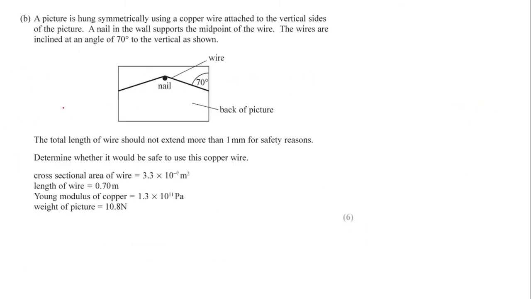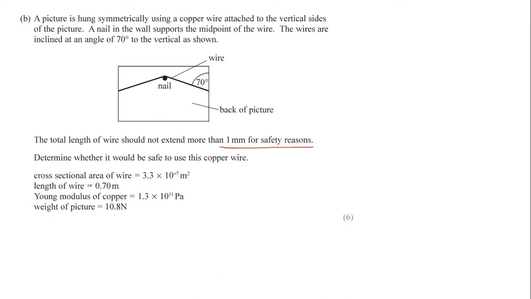Part B. A picture is hung symmetrically using a copper wire attached to the vertical sides of the picture. A nail in the wall supports the midpoint of the wire. The wires are inclined at an angle of 70 degrees to the vertical as shown. The total extension of the wire should not exceed 1 millimeter for safety reasons. Determine whether it would be safe to use this copper wire or not.